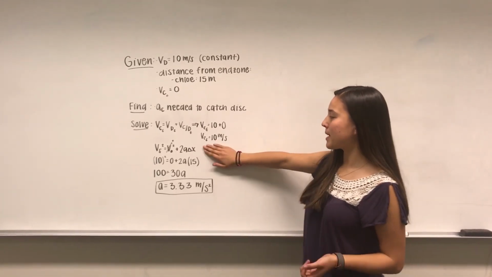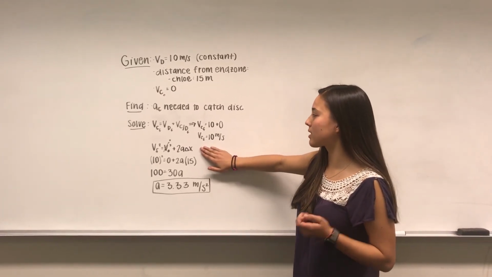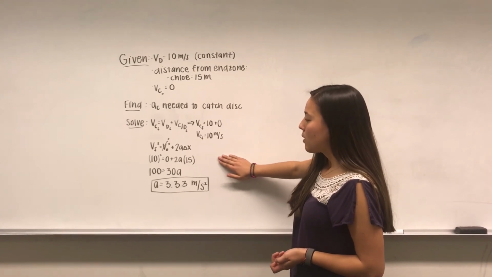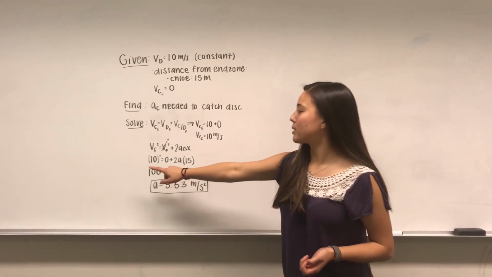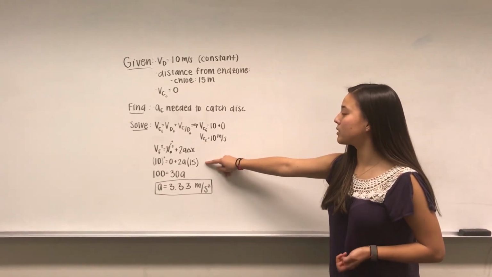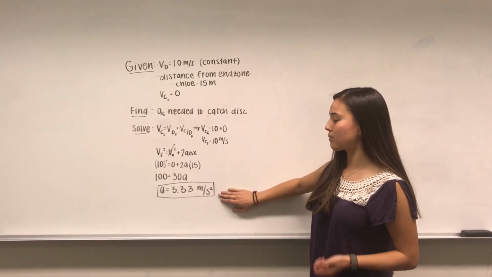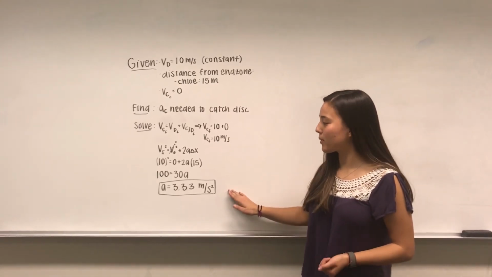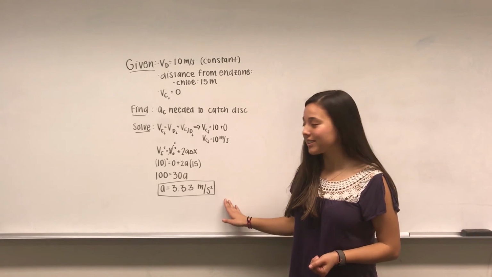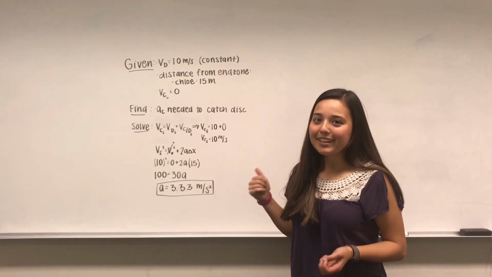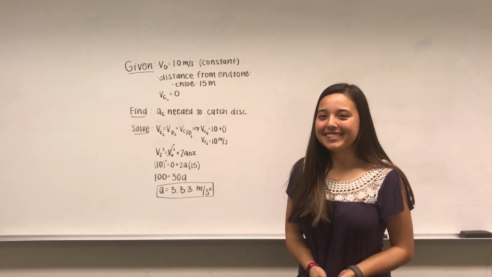Now we can use one of our basic kinematics equations, knowing that her acceleration will be constant. We plug in her final velocity, which must be 10, and the distance she has to cover, which is 15 meters, and then we can solve down for acceleration, which must be 3.33 meters per second squared. Now let's see if Chloe can actually achieve this acceleration.